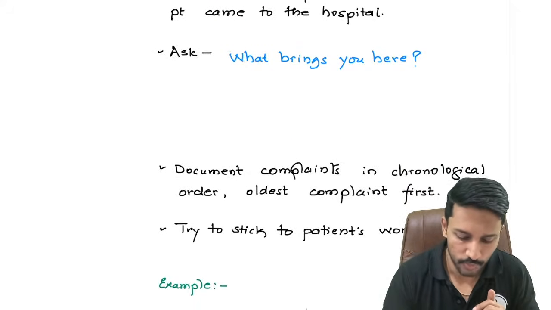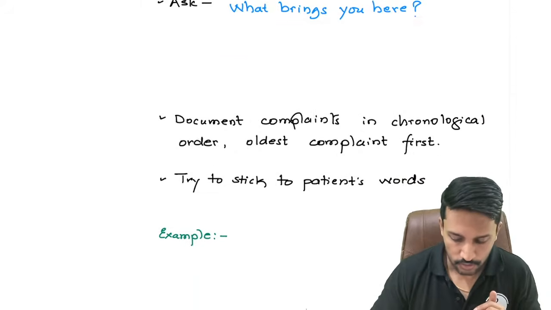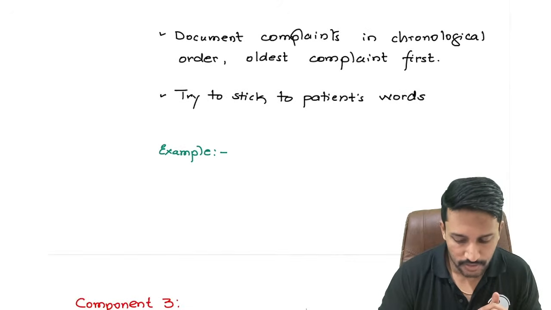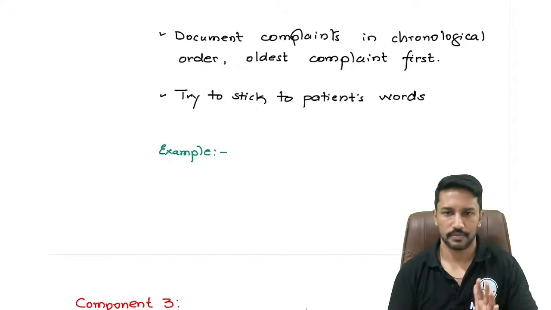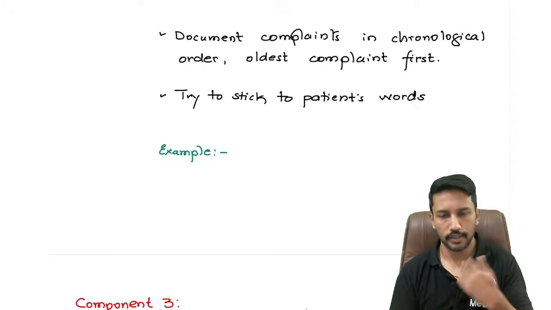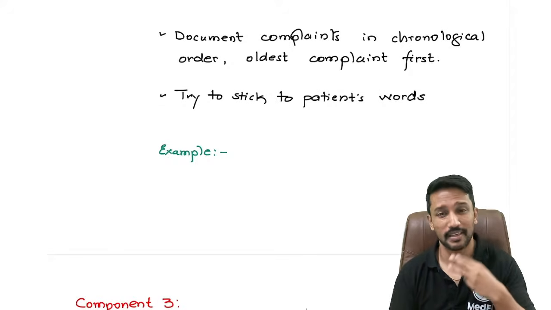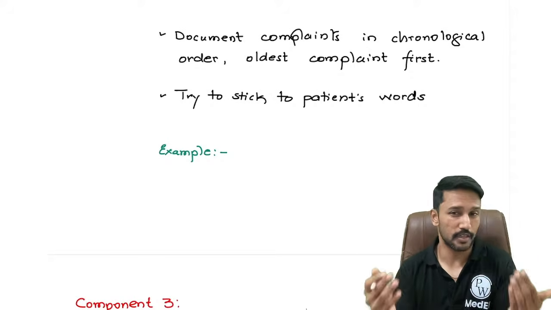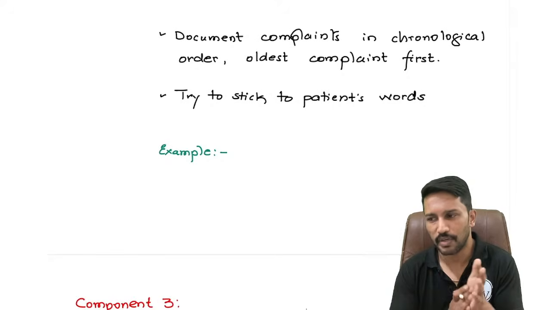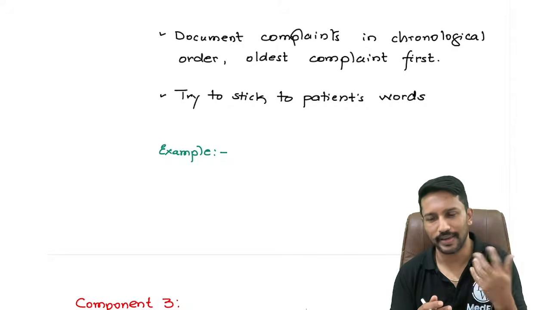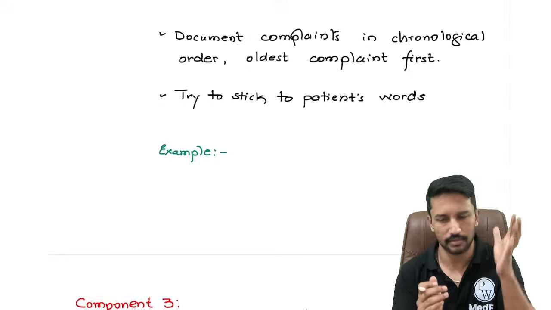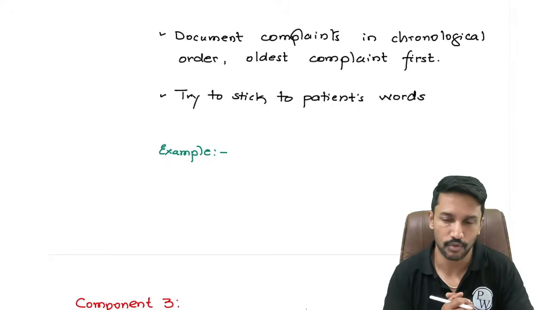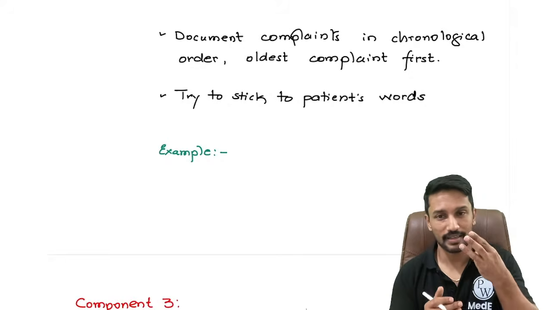Now they may of course have multiple complaints. So when we document their complaints, document them in chronological order. The oldest complaint first. Like I have cough, shortness of breath, chest pain. These are my 3 complaints. You ask me what brings you here, sir. I came to hospital because I had cough, shortness of breath, and chest pain. Now I don't have any of these. Sir has told me he will discharge me tomorrow, but I was going through this, so that's why I had come to hospital. Now these 3 complaints I have listed.